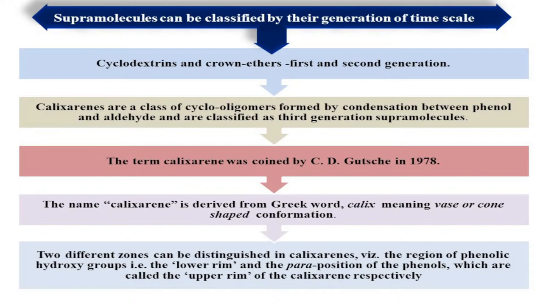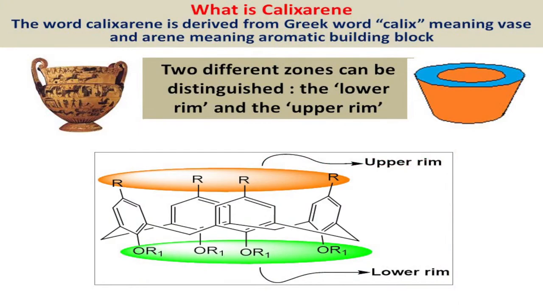It has got two zones. One is the upper zone and a lower zone, or we can say that it's an upper rim and a lower rim, like this. It is a para-tert-butyl group, and this is a phenolic group over here. So this we call the upper rim, and this is the lower rim.